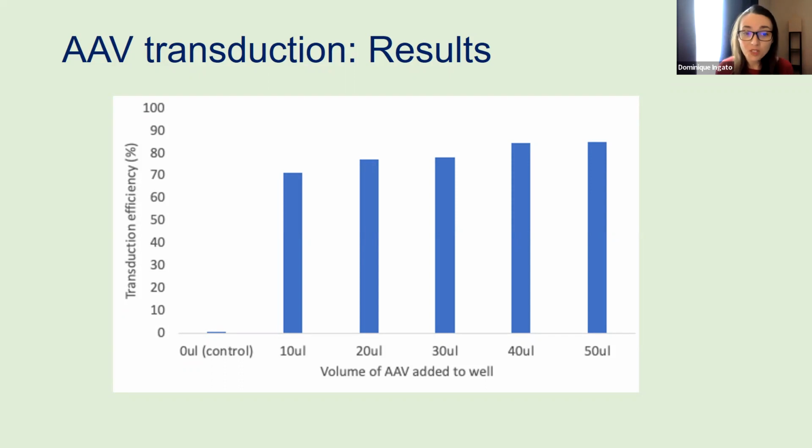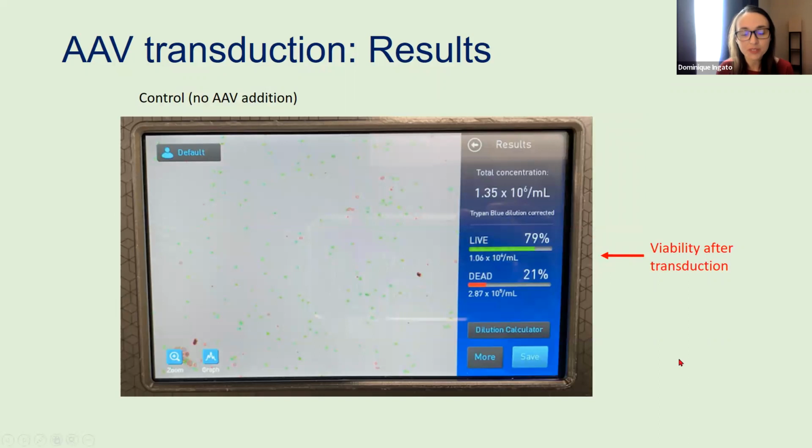So if you're planning to do this experiment and you have limited reagents, the AAV is somewhat expensive, you can use as low as 10 microliters and perhaps even lower than that. I did not test lower concentrations, but that's one way to save a little bit of funding there. And with that, we can go on and continue to look at a few more results.